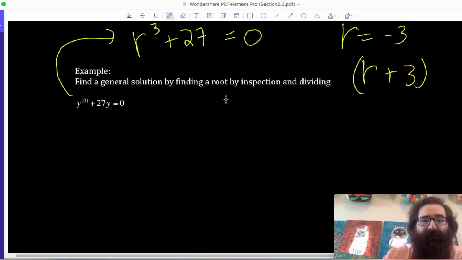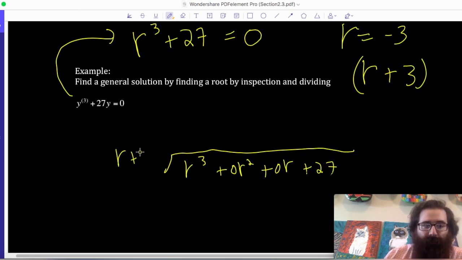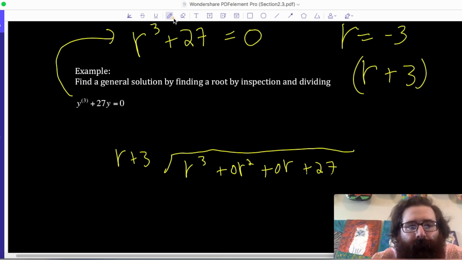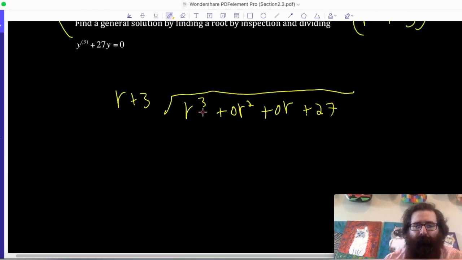So I can take, as the dividend, this r cubed, and I'm going to write in the missing terms, 0r squared, 0r plus 27, and my divisor is going to be r plus 3. Go ahead and try that long division for the polynomial. Let's see what we get.